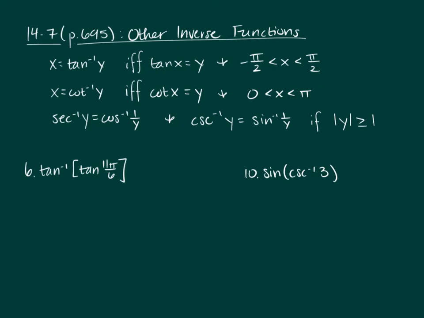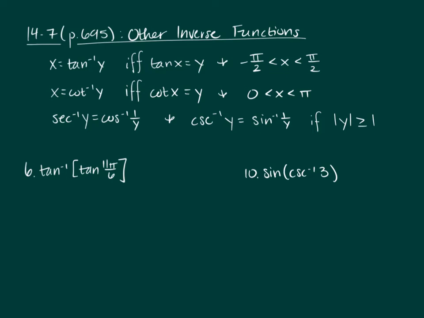And then the same thing goes for cotangent. So we've got x equals cotangent inverse y if and only if cotangent x is equal to y and 0 is less than x is less than pi. And then secant inverse of y is equal to cosine inverse of 1 over y, and cosecant inverse of y is equal to sine inverse of 1 over y if the absolute value of y is greater than or equal to 1. So this is just so that we don't get stuck with zeros and such, but they do follow the same rules as sine and cosine for secant and cosecant.